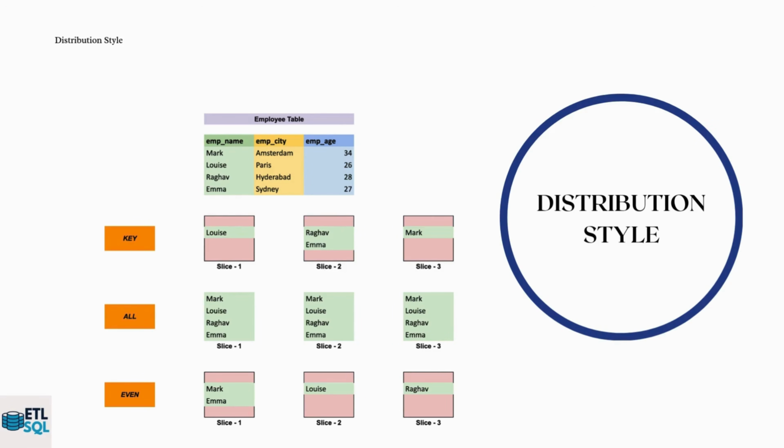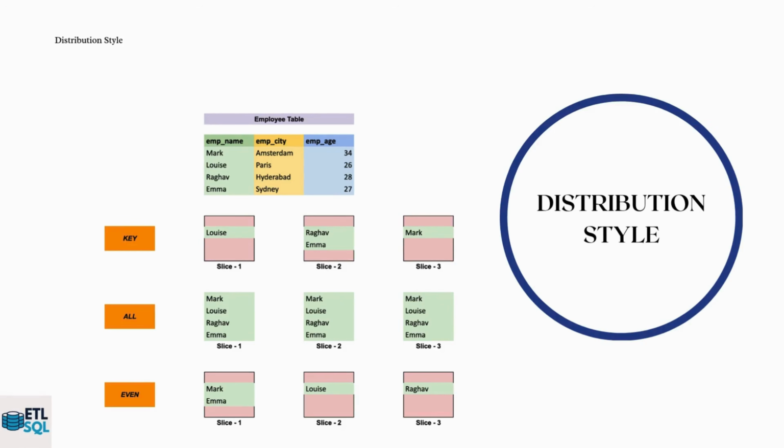Looking at the all distribution, all the table content is going into all the slices. So if the table is very big, this will end up taking a lot of storage space. So it is not preferred for big tables. Only for a small lookup table or reference table, you can go ahead with the all distribution style.